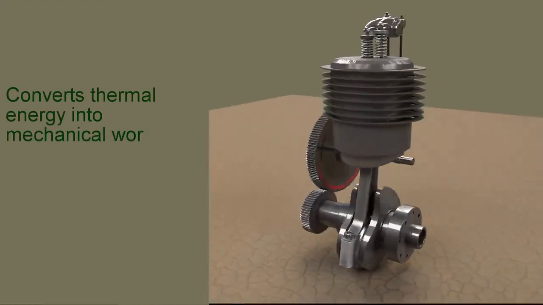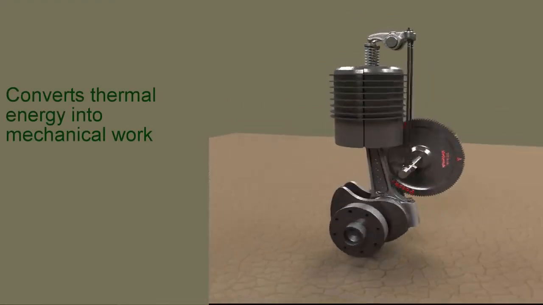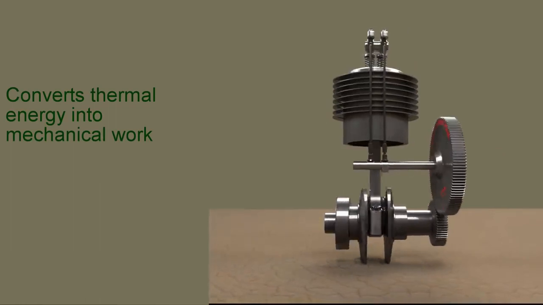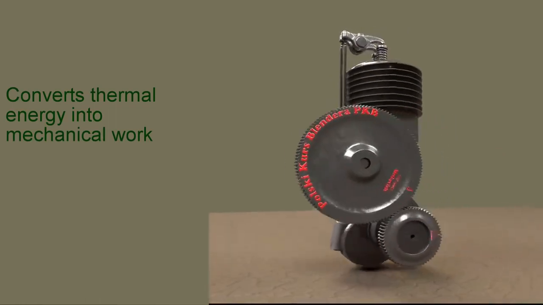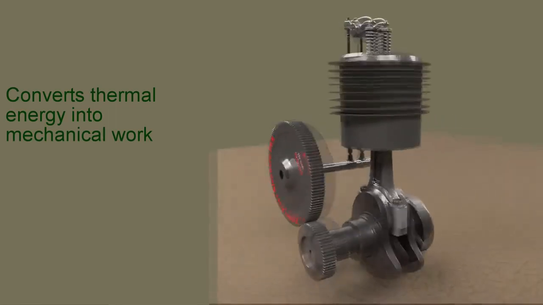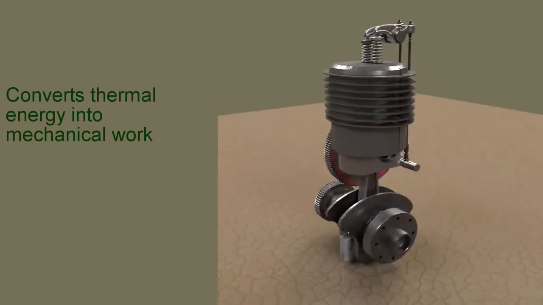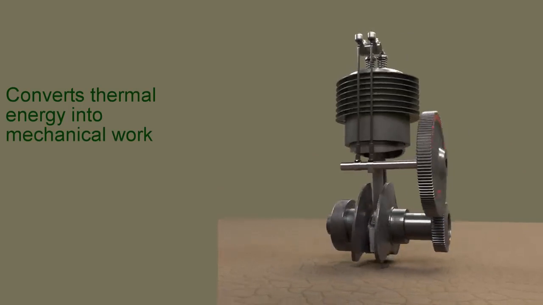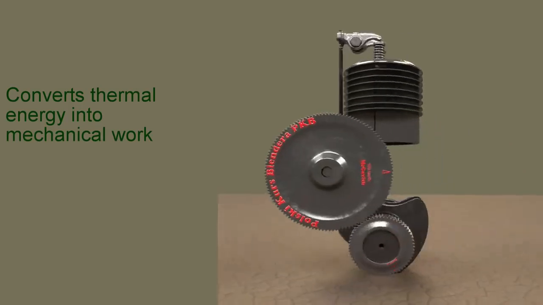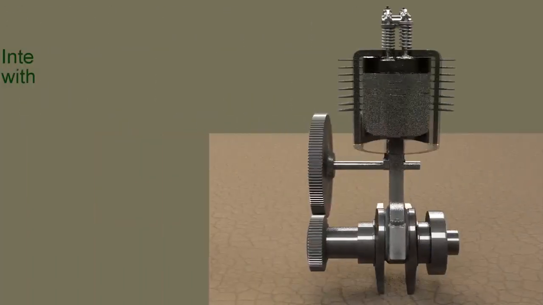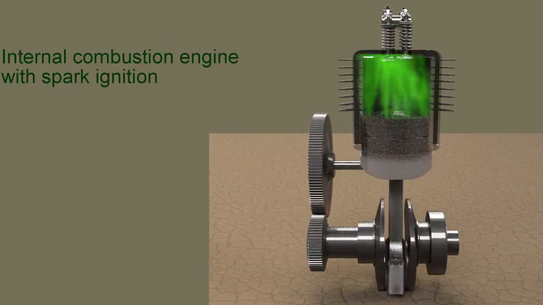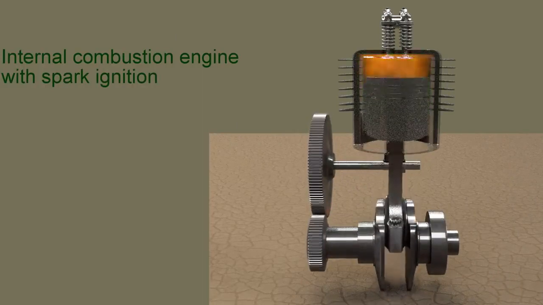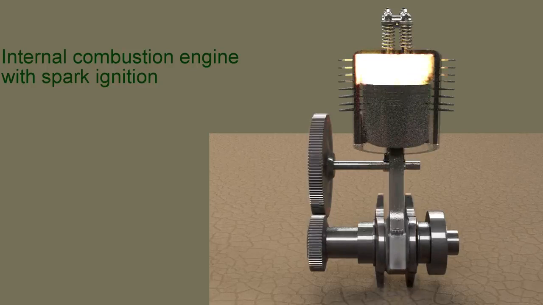chemical energy of fuel into thermal energy and then utilizes this thermal energy for mechanical work. Now we shall see how thermal energy of fuel is converted to mechanical work in 4-stroke petrol engines. A petrol engine is an internal combustion engine with spark ignition, designed to run on petrol and similar volatile fuels.